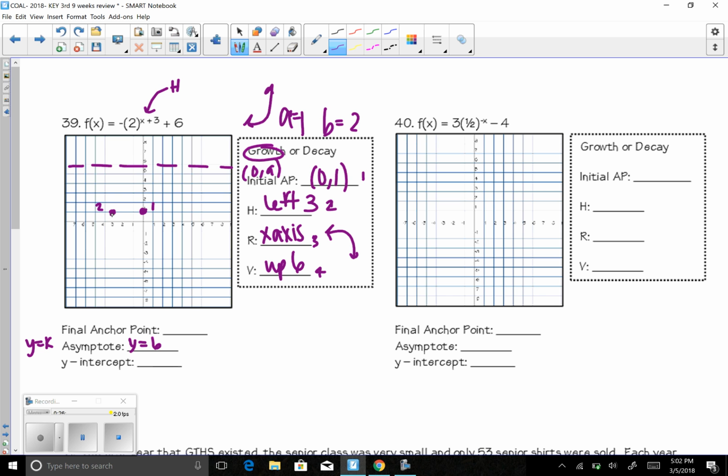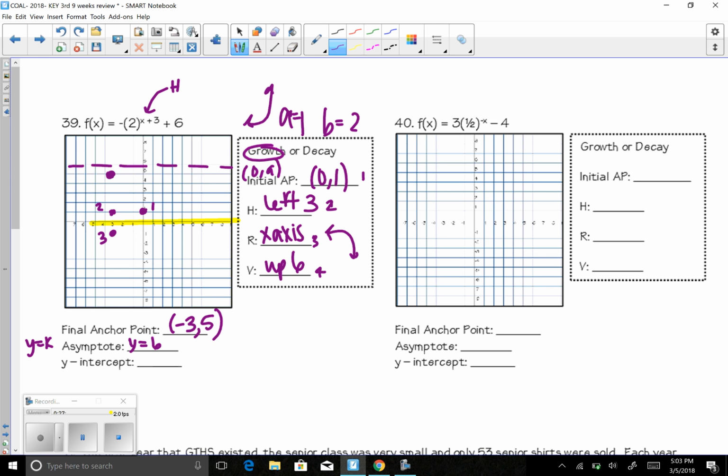Then I'm going to reflect over the x-axis. So your x-axis, remember, is, make this thin, here's your x-axis right here. I'm going to reflect over that yellow line. So when I do that, it's going to put me down here. That's 3. Now I need to move up 6 units. So 1, 2, 3, 4, 5, up 6. And that puts me at the final anchor point, negative 3, 5.